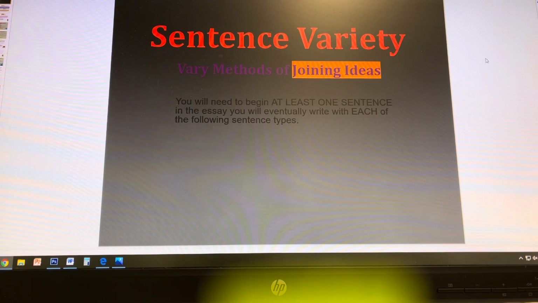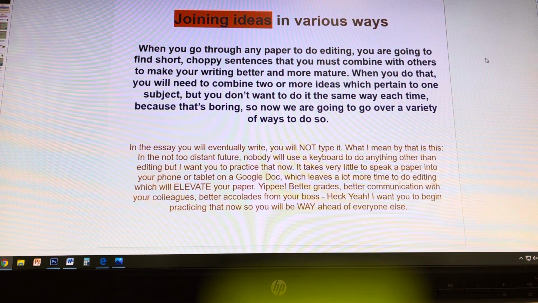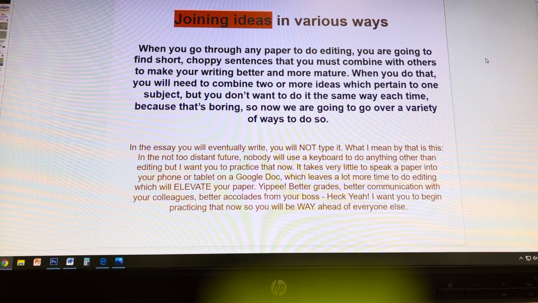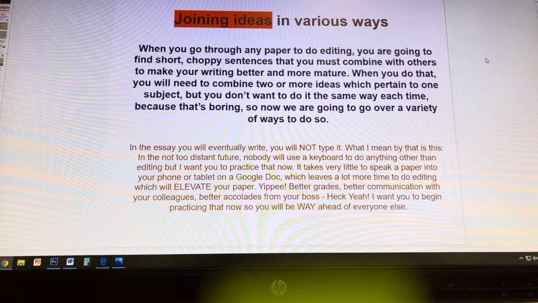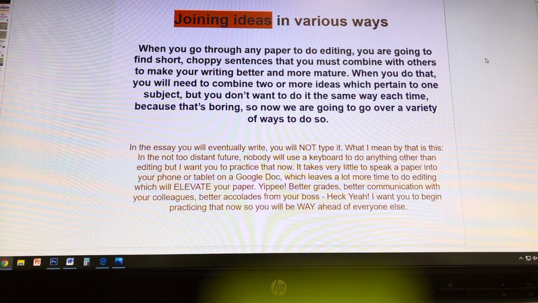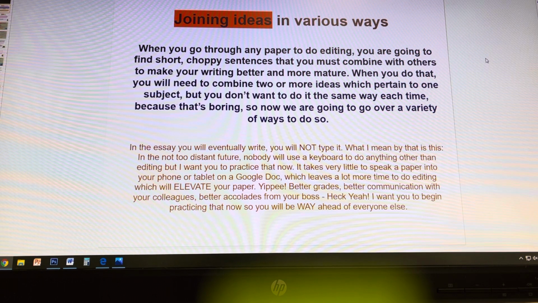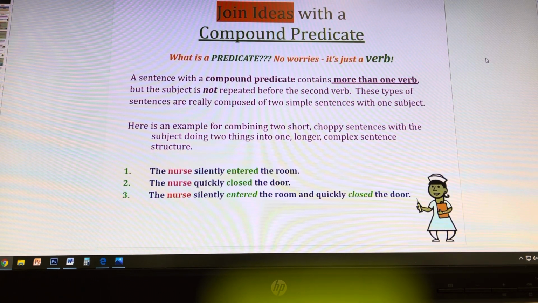Remember, each of these is going to be used in your essay, so you do need to understand them. Ideas can be joined in lots of different ways. Choppy sentences are not going to fly once you are a more mature writer. So even though when you speak your paper into a Google Doc, you may have choppier sentences, when you go back and do your editing is when you will need to combine those. So we're going to practice that right now.